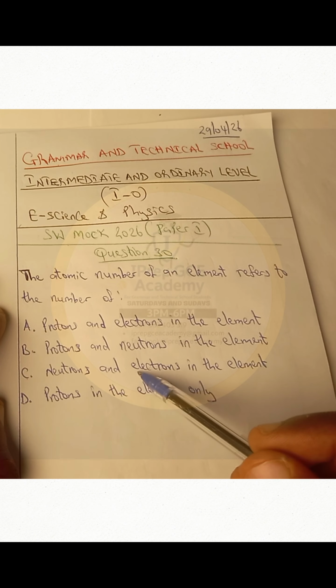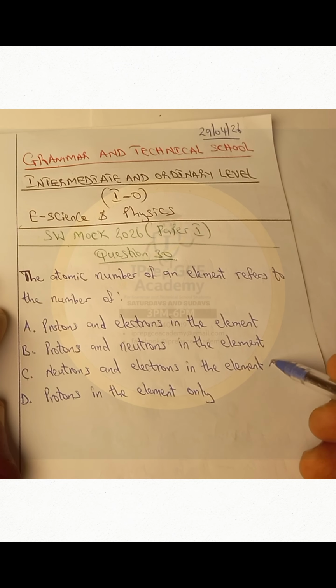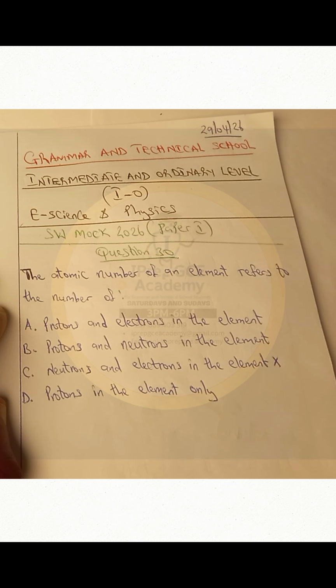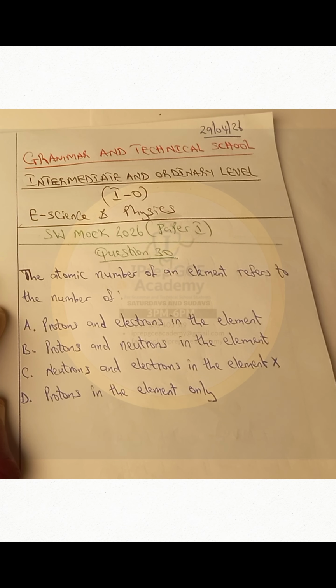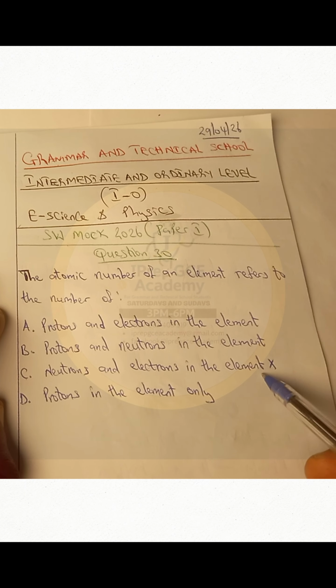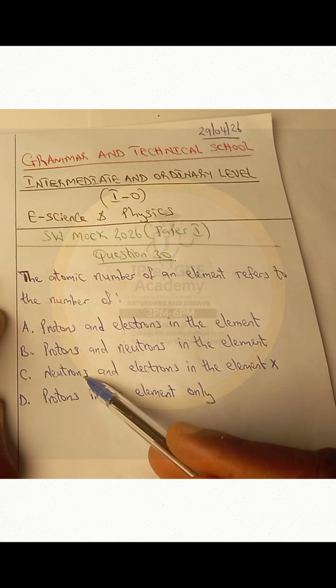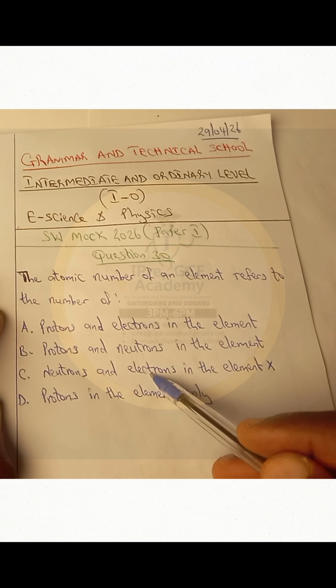That will be neutrons and electrons. This cannot be the answer. The reason is simple. There is no such combination in basic atomic structure. There is no combination that is made up of neutrons and electrons. This answer is the worst one.